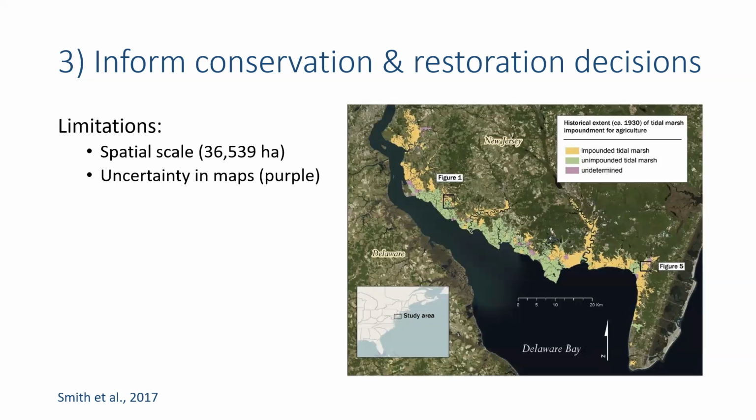This study occurred over a massive spatial scale, so over 36,000 hectares. But because of the amount of detail that goes into this type of work, it's really difficult to expand this beyond, say, a single coastline of a state or to the entire Atlantic coast. There also was uncertainty in some of the maps. You can see in the figure all the purple areas are places where they couldn't determine the impoundment status of that marsh based on the historical maps and images.